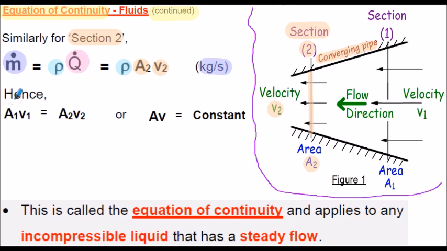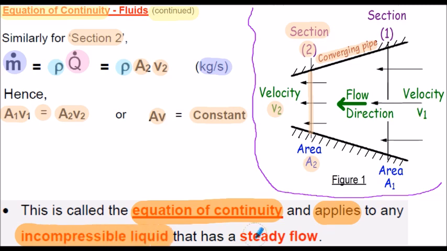Again, mass flow rate has the unit of kilogram per second. So hence, for continuity, we can write the equation A1V1 equals A2V2, where the product of AV of any section will be constant throughout the pipe for continuity. The above is called the equation of continuity, and it applies to any incompressible liquid that can be considered to have steady flow. That's the underpinning principle of the work we're going to review in this presentation.